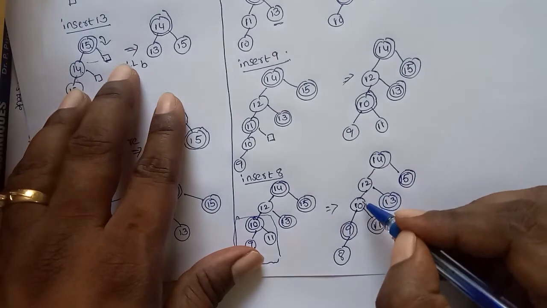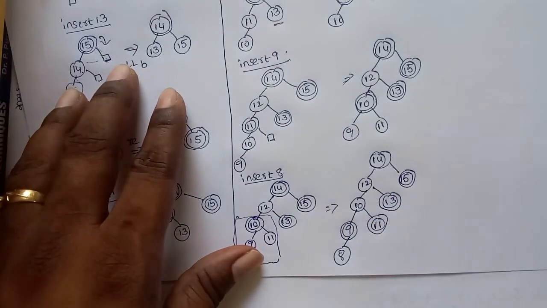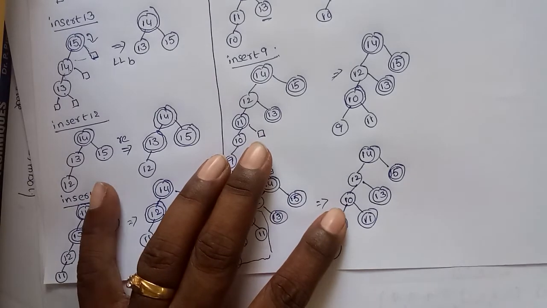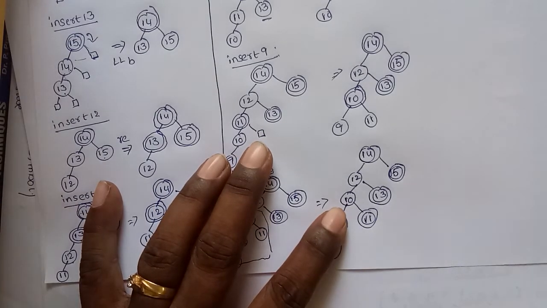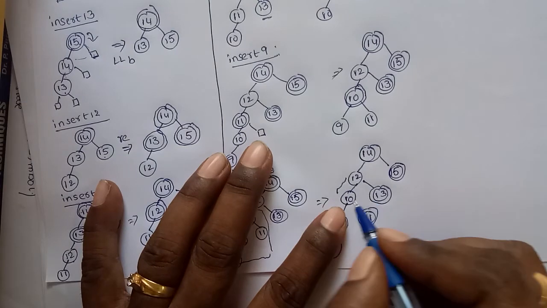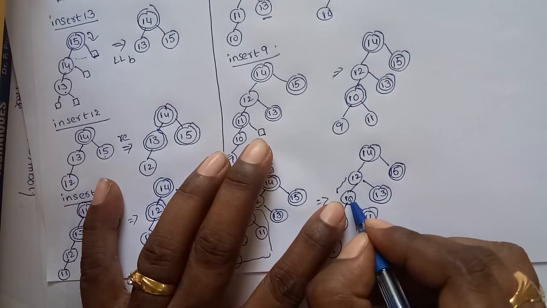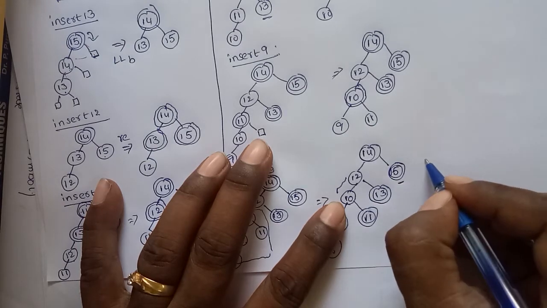Observe this one. Here again 10 and 12, two consecutive red nodes, have occurred. For 10 and 12, we have two consecutive red nodes, and this node violates the property.